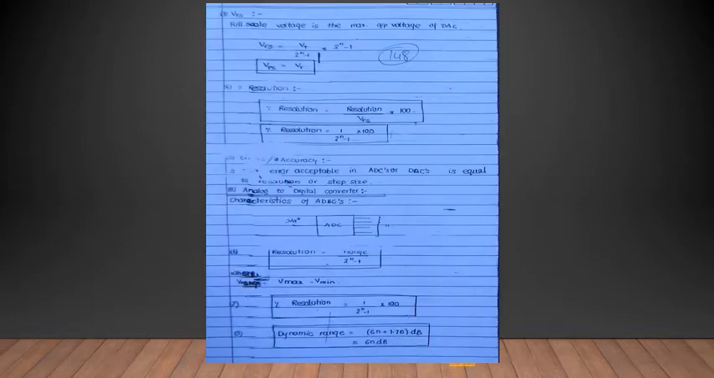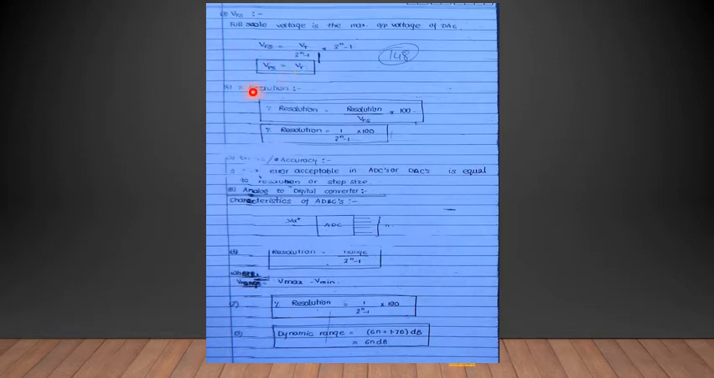Now what is the full scale voltage? So full scale voltage is the maximum output voltage of the digital to analog converter. V full scale equals reference voltage into 2 to the power n minus 1 upon 2 to the power n minus 1. So basically, VFS or VR, both are equal.